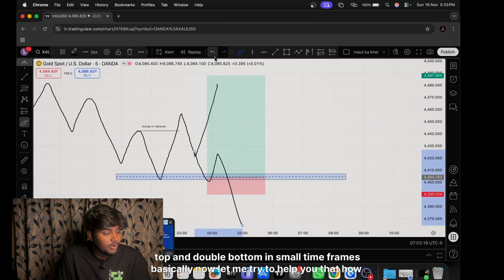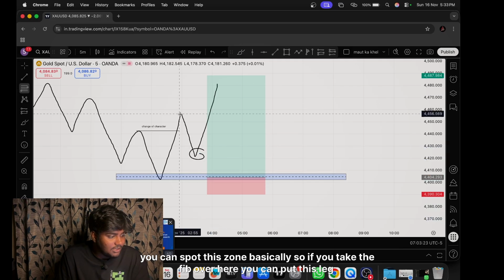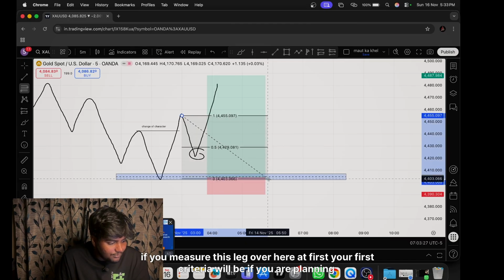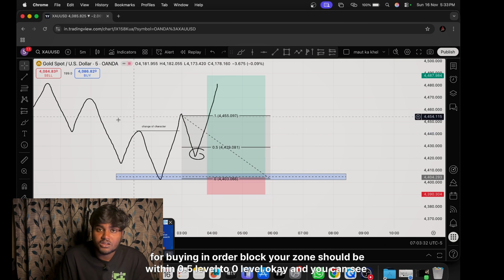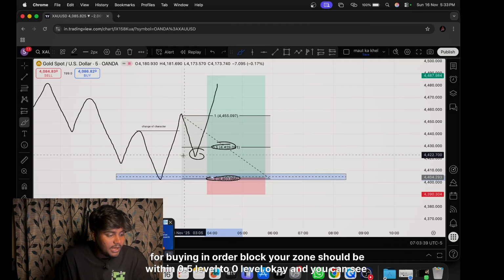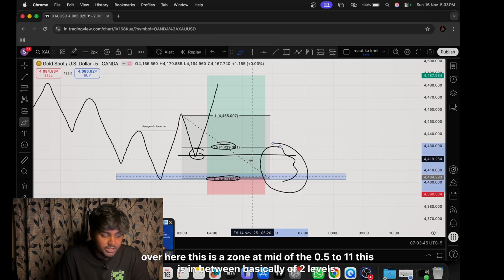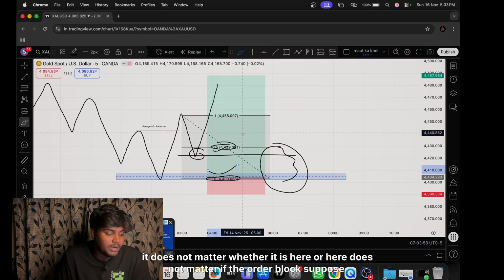Now let me help you spot this zone. If you take the fib over here, you can put it on this leg. If you measure this leg, your first criterion, if you are planning to buy in an order block, is that your zone should be within the 0.5 level to the 0 level. You can see this is a zone in the middle of the 0.5 to 1 level, in between the two levels. It doesn't matter whether it is here or here.